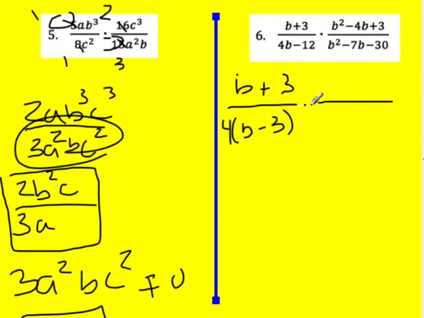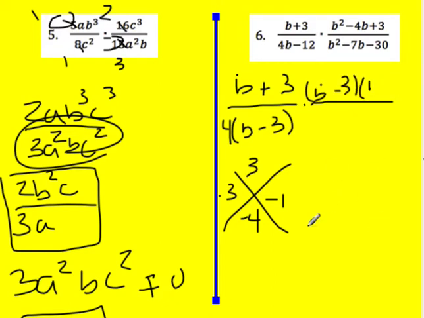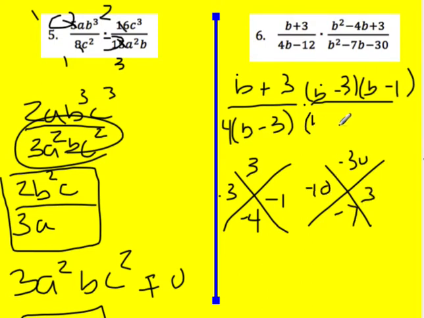Now for the second fraction I need to do some factoring. So I'm multiplying to 3 and adding to negative 4. That's going to be negative 3 and negative 1. So up top I have b minus 3, b minus 1. And then on the bottom I'm multiplying to negative 30 and adding to negative 7. So that's negative 10 and positive 3. So I'm going to have that on the bottom, negative 10 and positive 3.